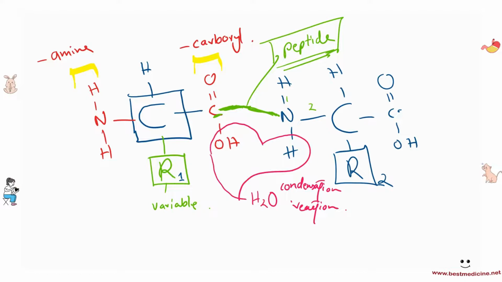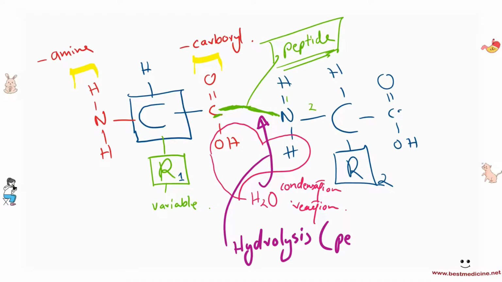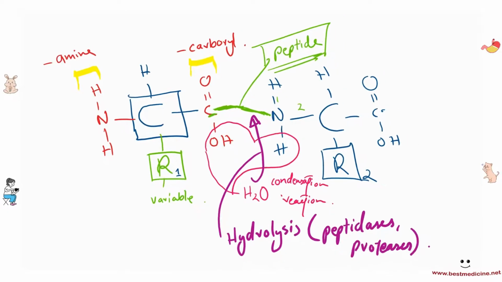And again, if you want to break this bond, then you've got to put the water back in. Water is released when you make this bond. So if you want to break this bond, put water back in, and that will be called hydrolysis. And this will be done by enzymes like peptidases, which help break down proteins that we eat, proteases. For example, pepsin will help break down proteins that we eat.